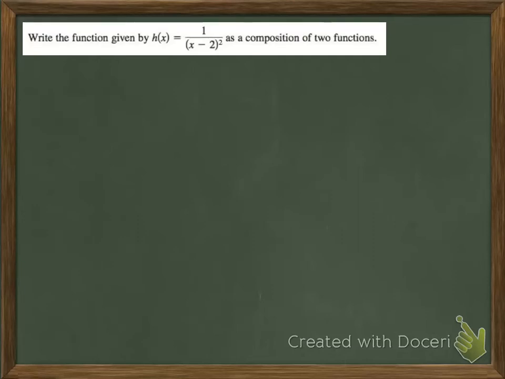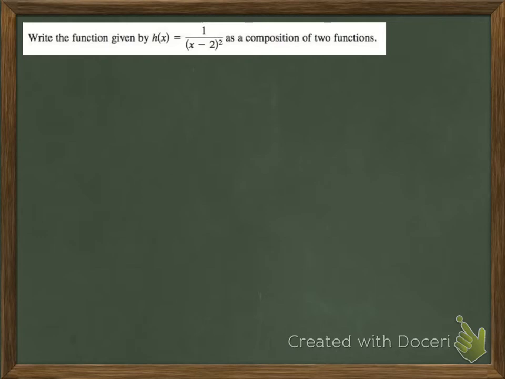Alright, so in this last example we're going to learn how to take a function and break it into two functions. So we're going to view h of x here as the composition of two functions, and we want to break it back out into its two original.